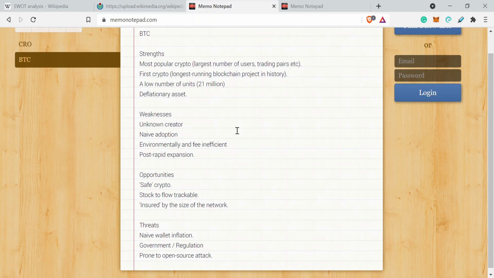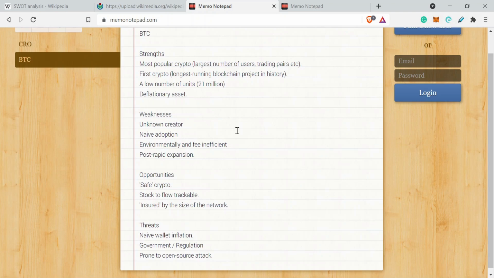It is considered a safe crypto, if not the safest crypto, because it has the largest user base and it also has the longest running history. Okay, so that is considered safe, but you pay for that because you're not going to get the out of the world returns that something that is quote unquote unsafe is going to provide.